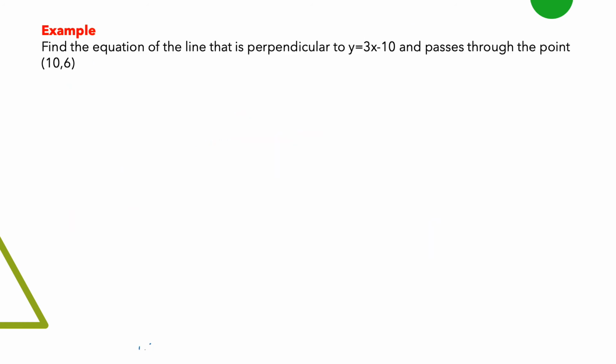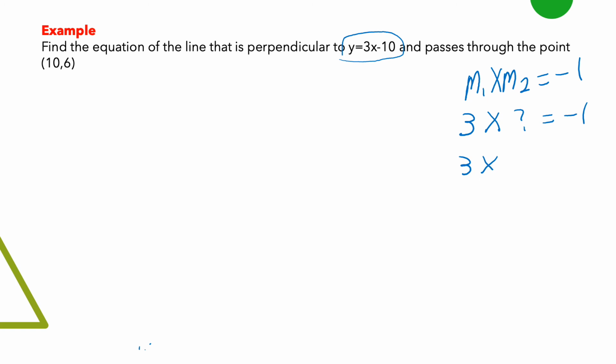The final example is you need to find the equation of the line that is perpendicular to this line here. So remember the discussion of perpendicular and parallel lines. Perpendicular lines mean the first gradient multiplied by the second gradient must give me -1. So the gradient in here is 3, times what gives me -1? That's obviously a flip over of the 3 and change the sign. So the gradient of the new line is -1/3.